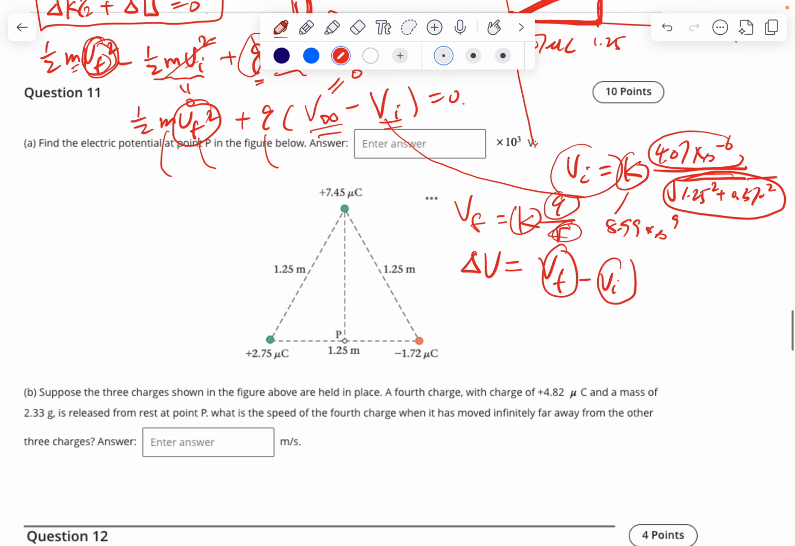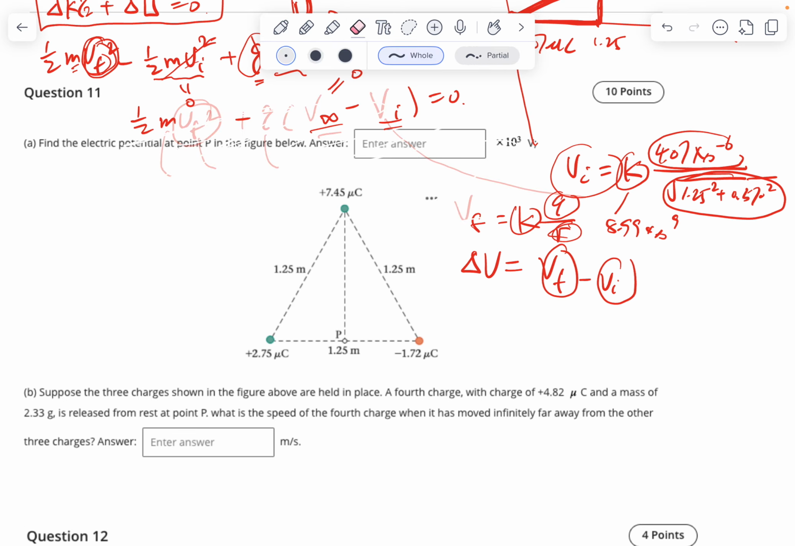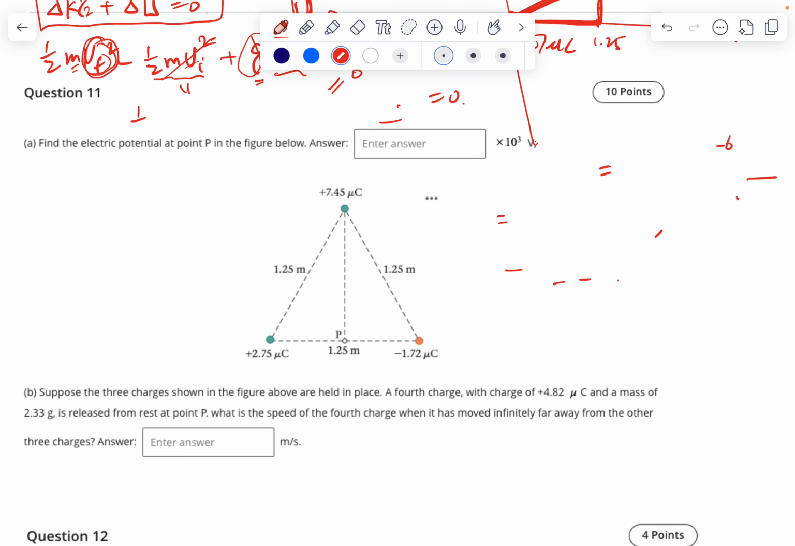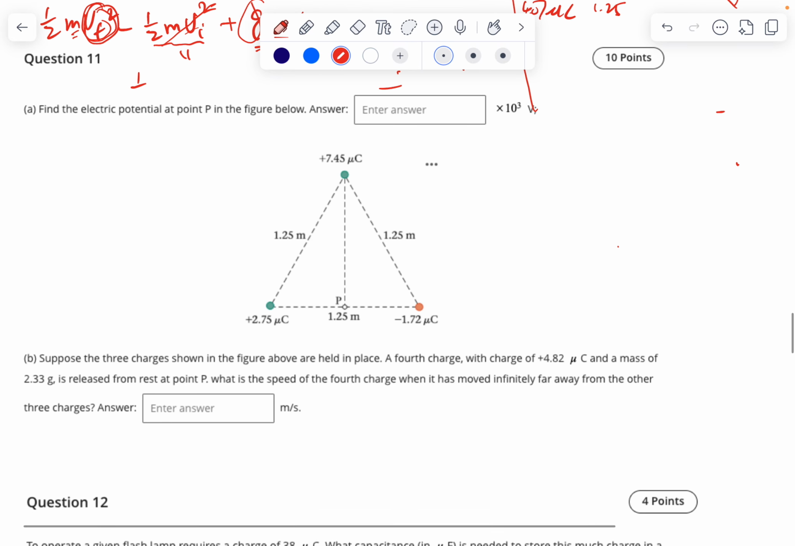Okay, number 11. Find the electric potential at point P in the figure below. So you have three charges, two positive, one negative. We're looking at the potential here, one by one.